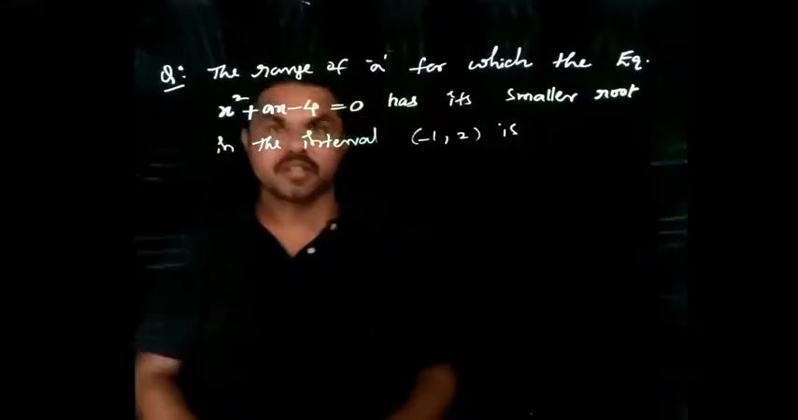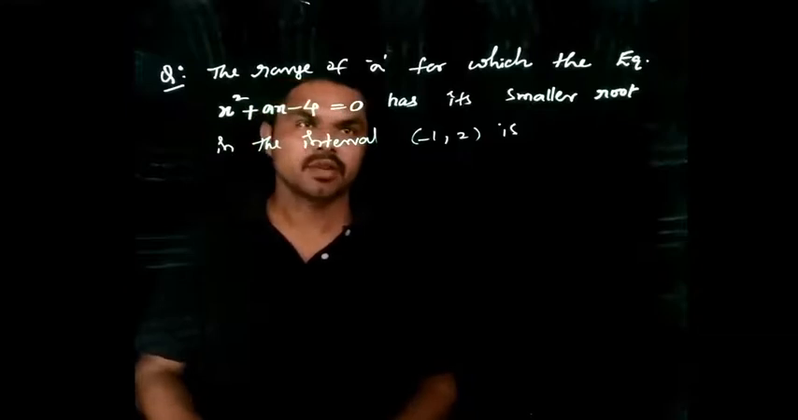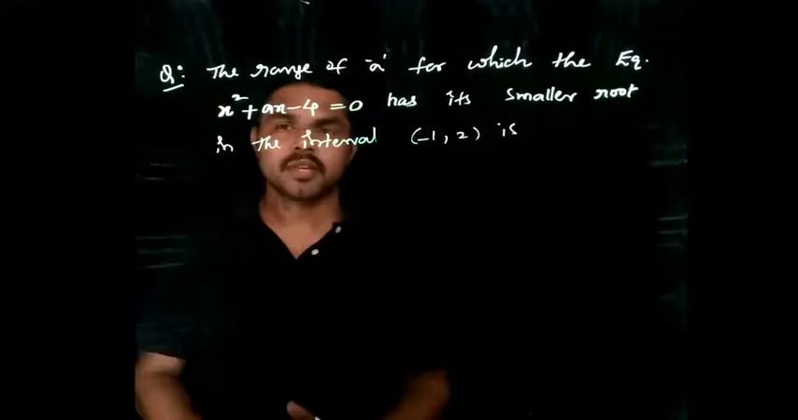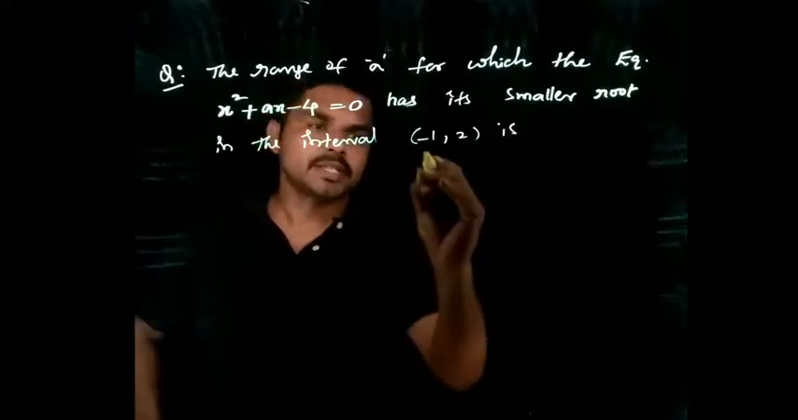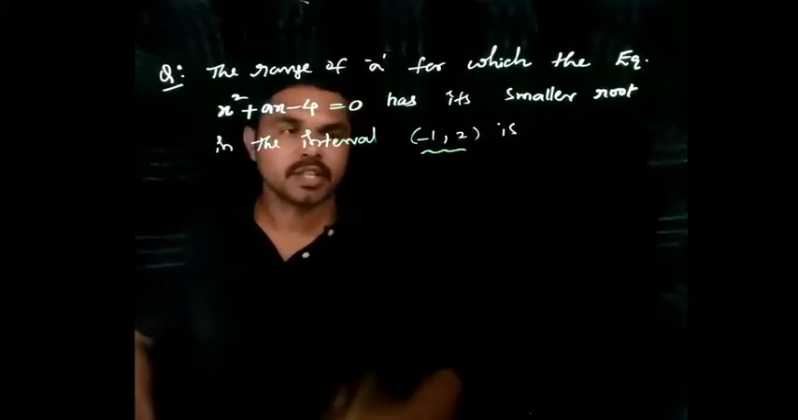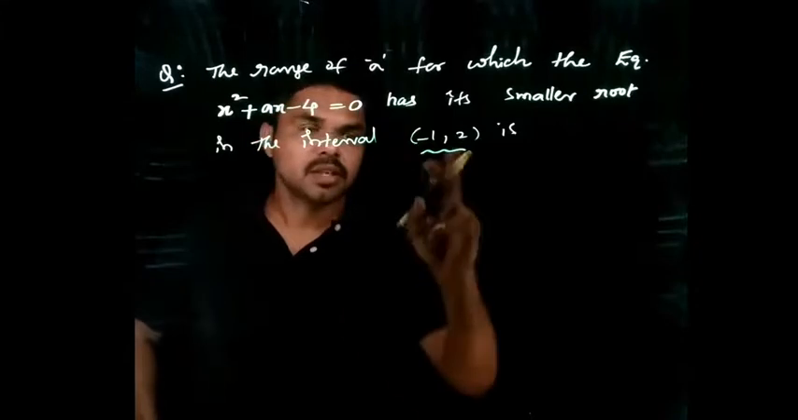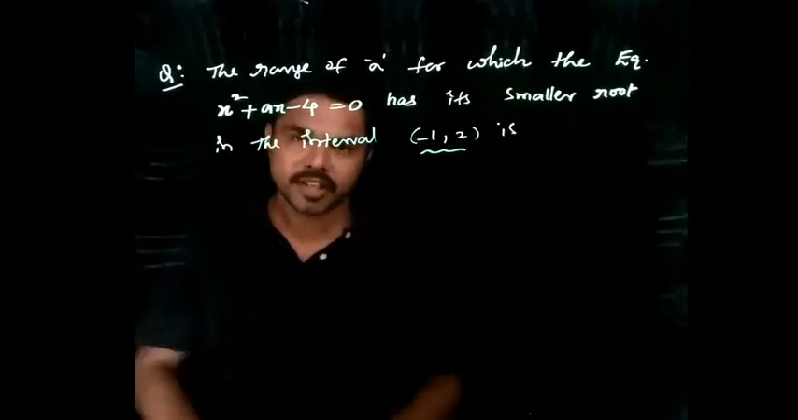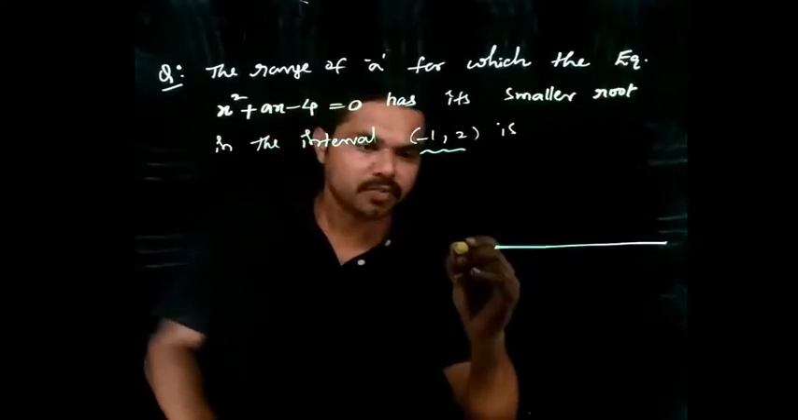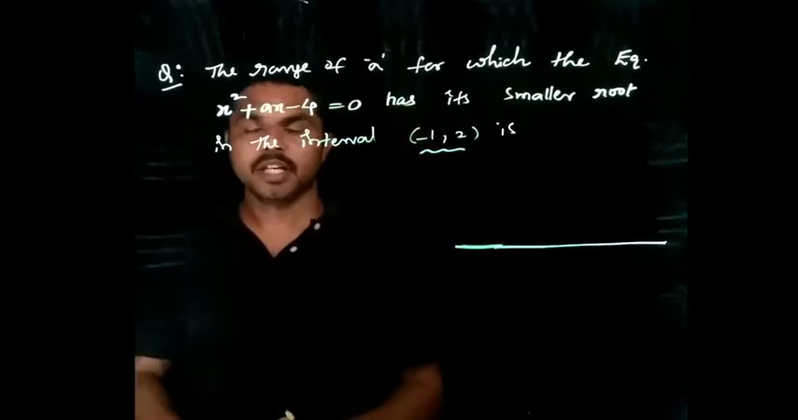Come to another question. The question is: the range of small a for which the equation x square plus ax minus 4 equal to 0 has its smaller root in the interval minus 1, 2. So here minus 1 is k1 and 2 is k2. This question belongs to case 2. Let me draw a rough diagram to understand the question.